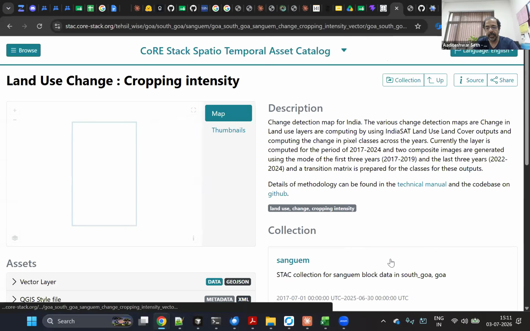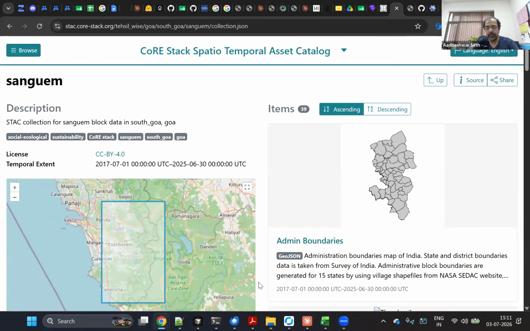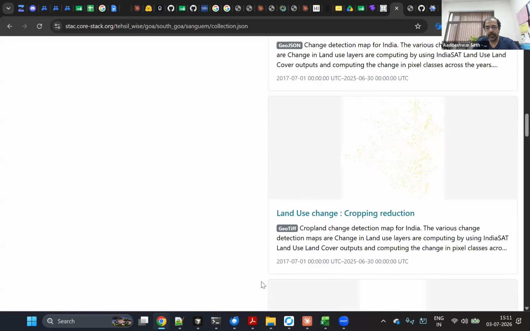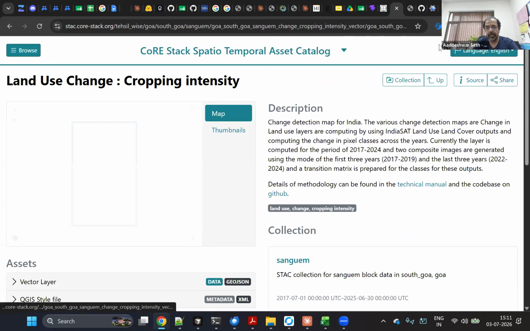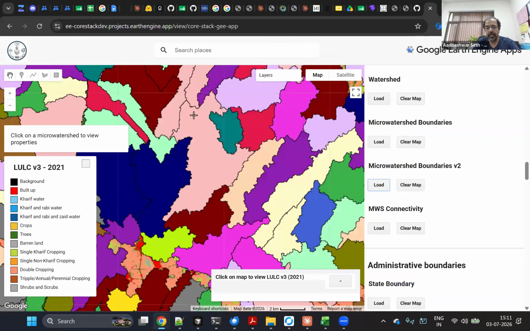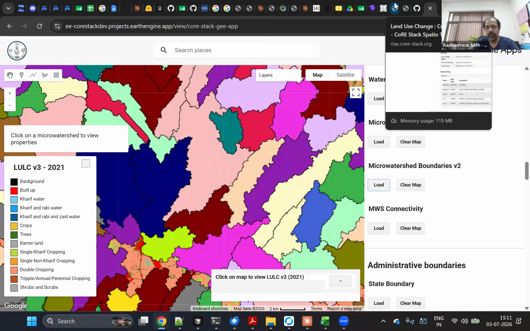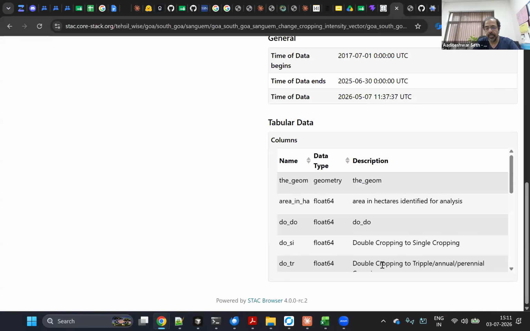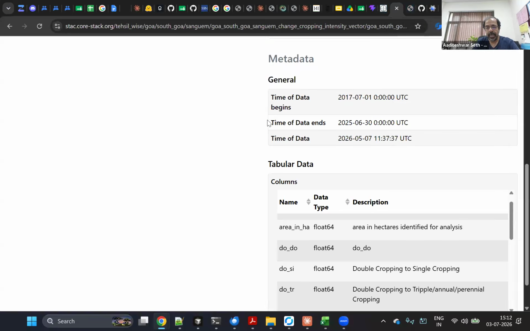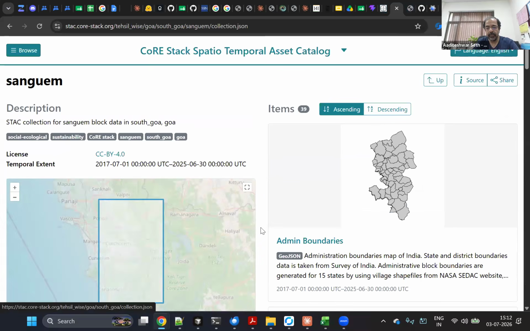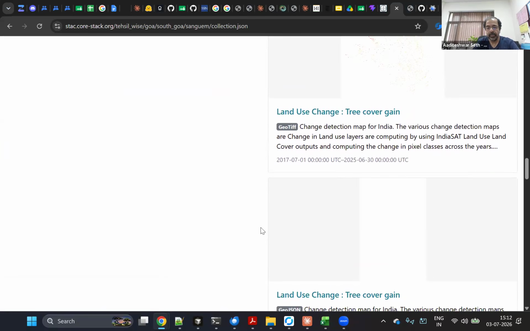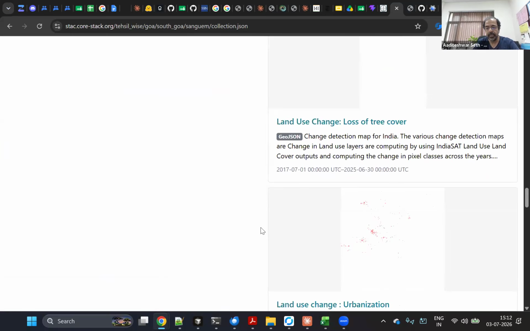It built this computed layer of cropping intensity, which then calculates, in this particular micro watershed, what the area of this micro watershed is, and of that, how much area has changed from double to single, double to triple, and so on. So these stack specs describe all the different data sets that are there in the core stack so far: cropping intensity, water balance, tree cover changes, and so on.